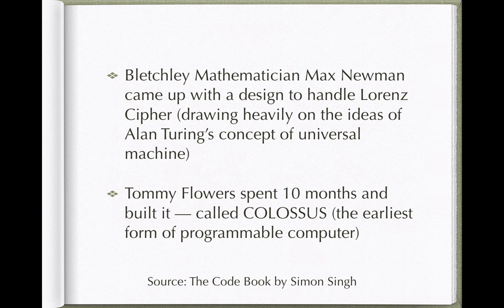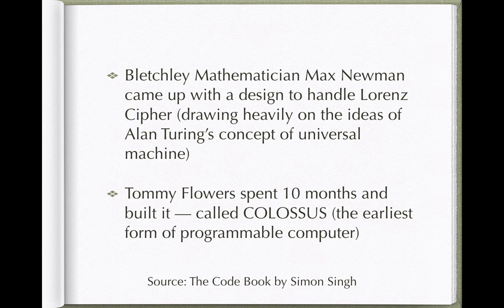He showed the blueprint to the Bletchley Park management, but the management felt that during wartime they already didn't have enough resources, and the design looked very complicated, involving 1500 electronic valves and other things. They thought it was too advanced and not possible at that point in time, so they rejected the plan. But luckily, Max Newman was able to find a young engineer by the name Tommy Flowers, who finally agreed to build this, and he spent 10 months.